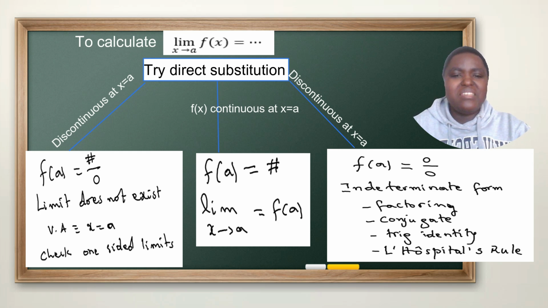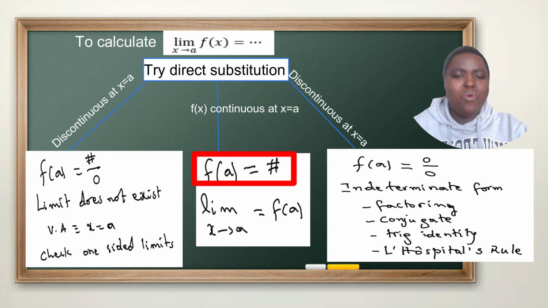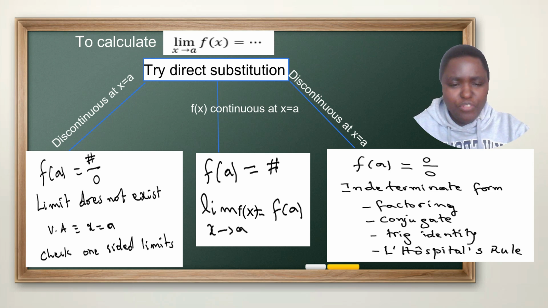The first case is when our function f of x is continuous at x equal to a. In this case, when it is continuous and the value of the function at a is finite, equal to a given finite value, then the limit will be equal to f of a. And the other 2 cases are when the function is not continuous at x equal to a.